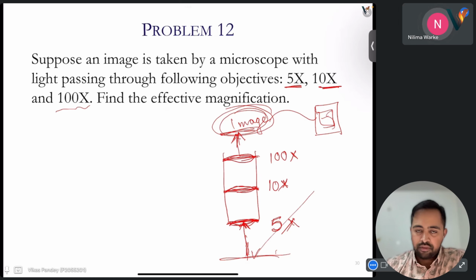Total or effective magnification at the last. Okay, then 5, 10, and 100. So it will be 50 by 100, so it will be 5,000 times. Yes, it will be 5,000.